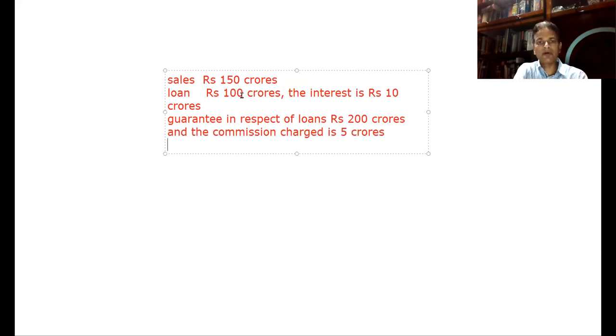Let's say I also purchase goods from the same company. I purchase goods of, let's say, rupees 100 crores during the year. So these are the transactions I have with the company called Associate Private Limited.